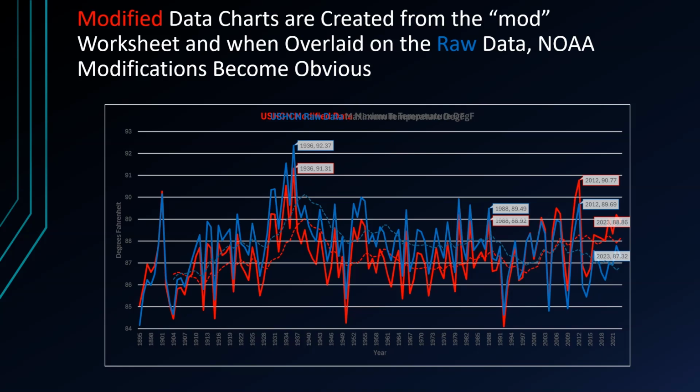Initially, the modified chart in red begins at a lower point than the raw chart in blue, then gradually ascends. After the year 2000, it surpasses the raw chart and progressively diverges further.